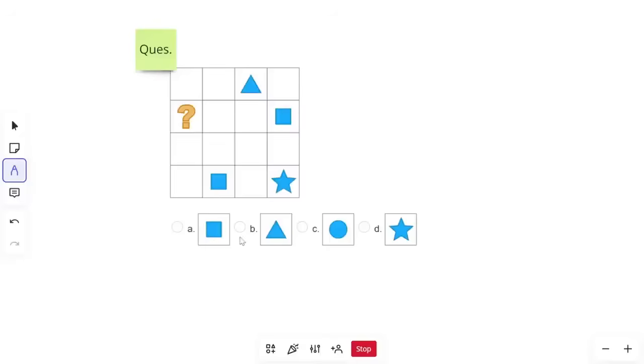So we have the options as square, triangle, circle, and star. Okay, so let's see. Before directly solving this row, let's try to solve the row where the maximum number of symbols are there, because that is the easy trick to solve these questions.